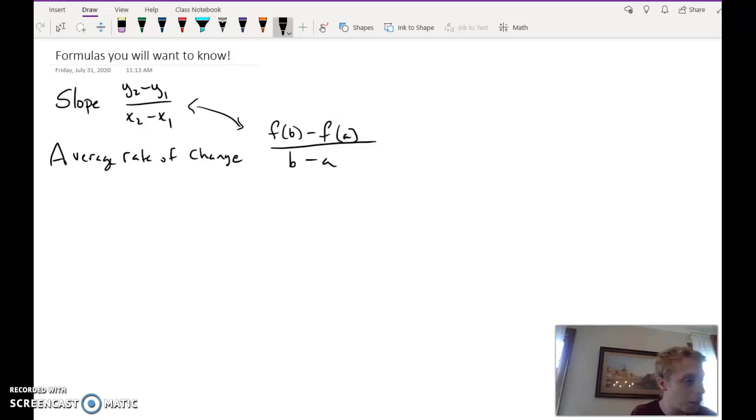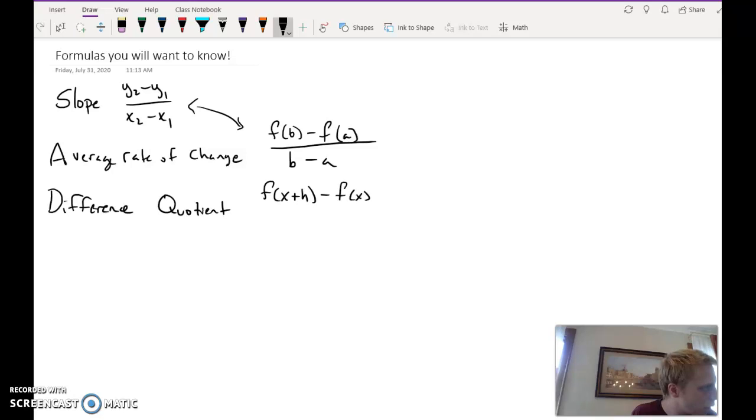The next formula we're definitely going to want to know is the difference quotient. And that is f of x plus h minus f of x, over h.